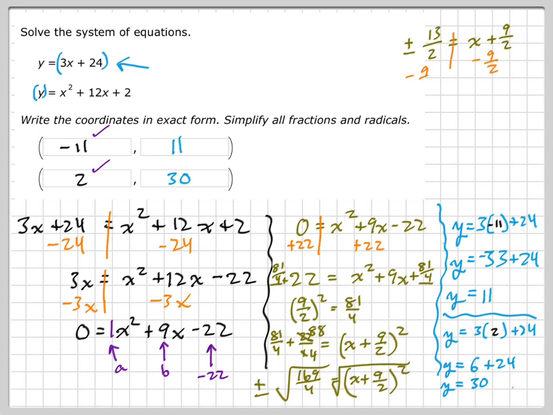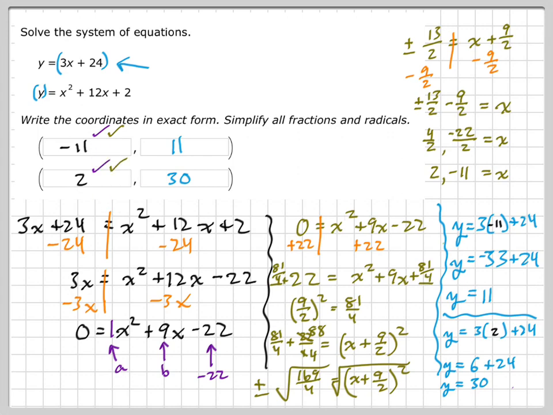Last, I'm going to subtract 9 over 2 from both sides to get this. Now I have a positive 13 over 2 and a negative 13 over 2. When I have positive 13 minus 9, I get 4 over 2. When I have a negative 13 minus 9, I get negative 22. Now both of those fractions simplify, and when they simplify, that gives me 2 and negative 11, which gives me the same x values.